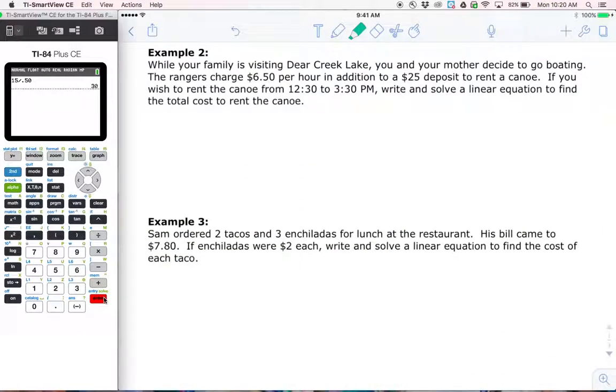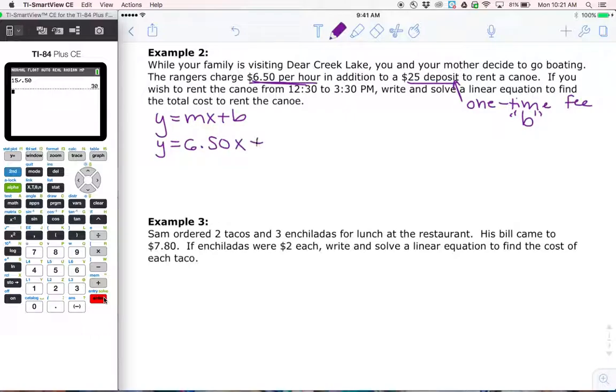While your family is visiting Deer Creek Lake, you and your mother decide to go boating. The rangers charge $6.50 per hour in addition to the $25 deposit. Okay, again, I would look at this and I would say, okay, that is a one-time fee. So right off the bat, I know that's a B value, which means I'm using y equals mx plus b. Cool. So what's my equation? Well, m is the price per hour, the slope. So 6.50 times x plus the deposit money is $25, right? $6.50 per hour plus the deposit. So what are they asking me?